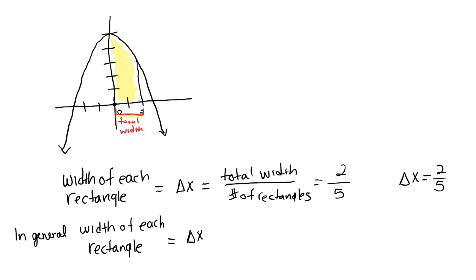Now, to speak more generally, we would normally label our lower bound of the interval with A and our upper bound of the interval as B, and then we can find the total width by doing B minus A. And we're going to divide by the number of rectangles, which we label as N. So now we have a formula where in general we're going to be able to find the width of each rectangle as long as we are making each rectangle have equal width.